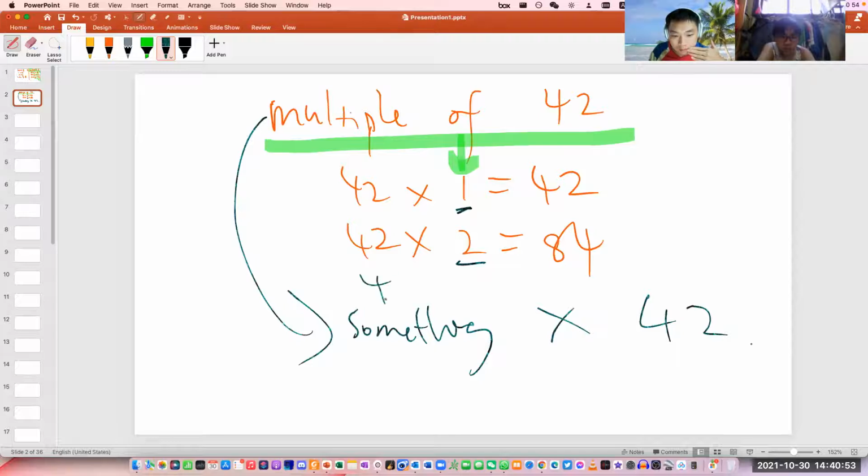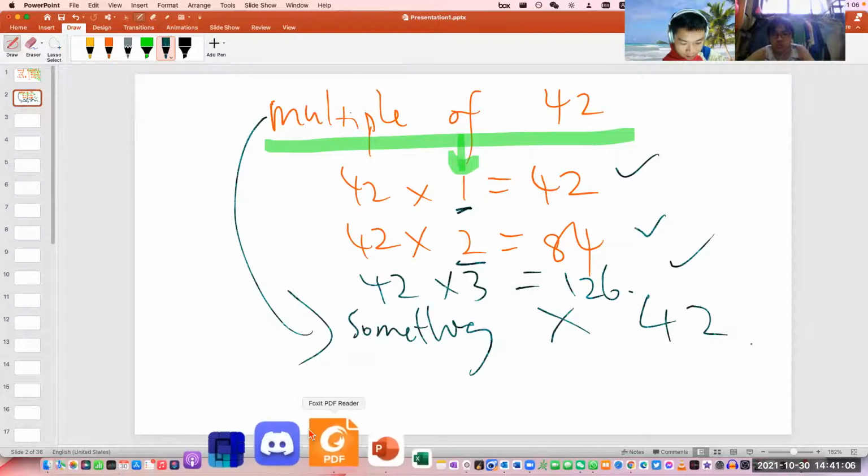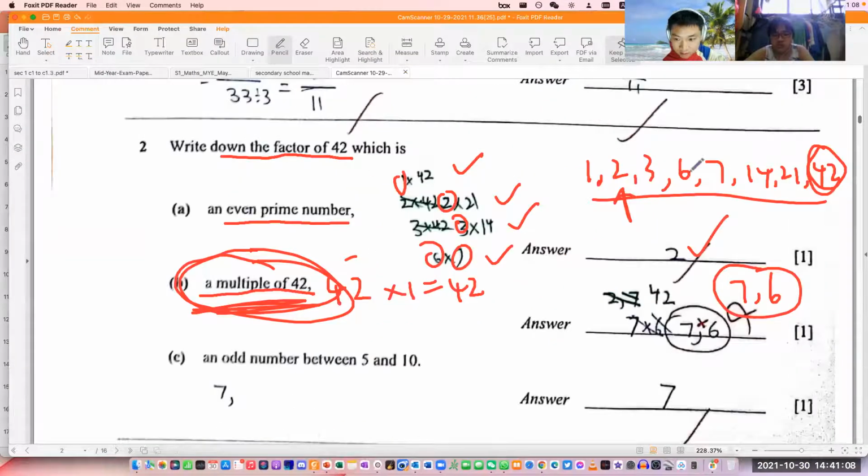42 times 3. Exactly. Then of course you can use your calculator. If you don't use your calculator, it's 126. And then you just pick one of them. And then for these factors, 42 is the smallest. So that's why the answer is 42. So you understand why the answer is 42 now?